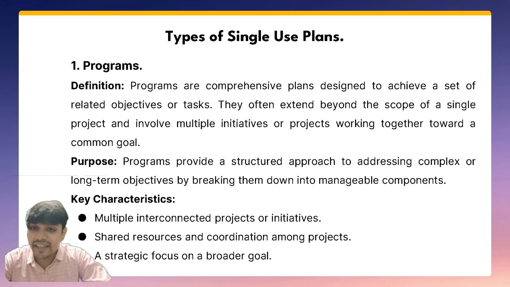The first characteristic is multiple interconnected projects or initiatives. A program will have different interconnected projects and initiatives, through which the organization will be able to fulfill its long-term purpose. Next, shared resources and coordination among the projects. When we have multiple projects going on, to handle them the organization needs to divide its limited and finite resources among different projects and project teams.